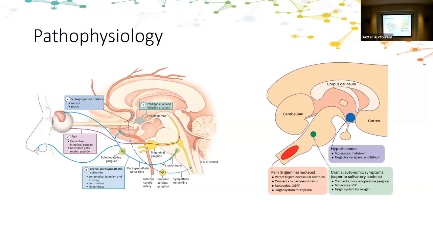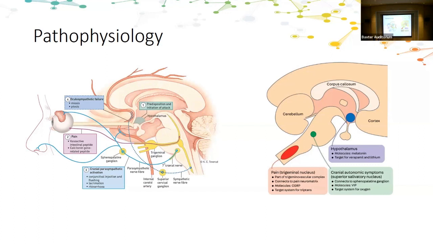So this, I included this little schematic because I don't think it quite as eloquently talks about the steps of the pathophysiology, but I like that it talked about the molecules used and then where the targets for each of the medications are, which we'll touch on. So the hypothalamus is the target for the verapamil and the lithium that may be used.